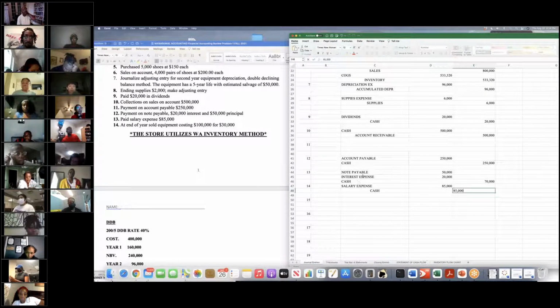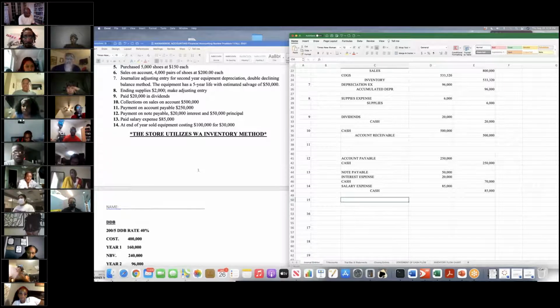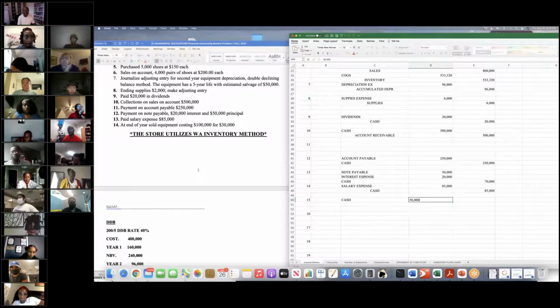Well, at the end of the year we sold equipment costing 100,000 for 30,000. Debit loss on sale of long-term asset, and credit equipment. Might do a little bit more than that. Never mind. How much cash did we get? 30,000, right? And the equipment cost what? 100,000.